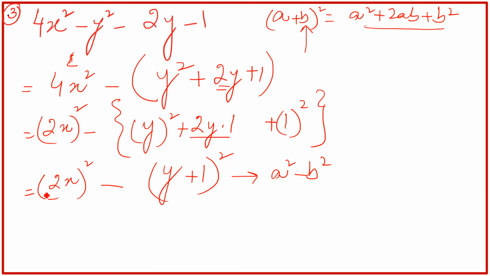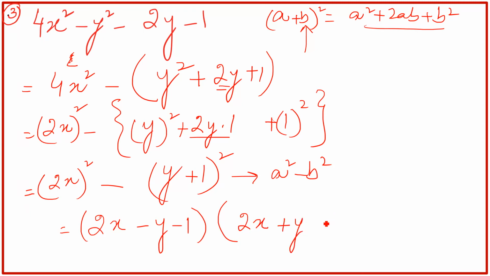This is a. Instead of a, now we have 2x. Instead of b, we have y plus 1. So one time you have to write it with a positive, and one time with a negative. So this is 2x plus y plus 1, and then this is 2x minus y minus 1. Right, so this is the answer.